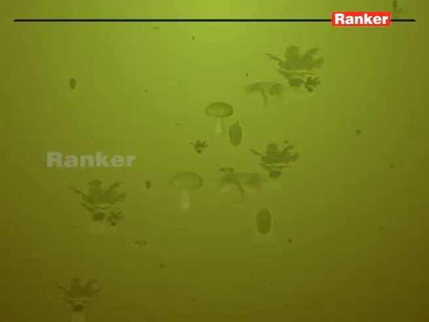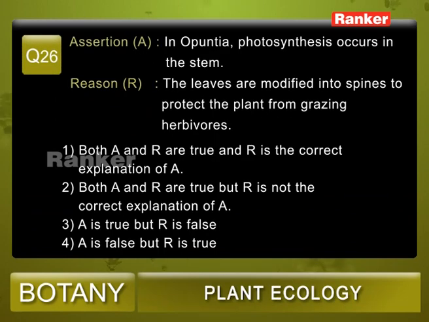Question number 26. Assertion: in Opuntia, photosynthesis occurs in the stem. Reason: the leaves are modified into spines to protect the plant from grazing herbivores. Options: 1, both A and R are true, and R is a correct explanation of A. 2, both A and R are true, but R is not the correct explanation of A. 3, A is true, but R is false. 4, A is false, but R is true.